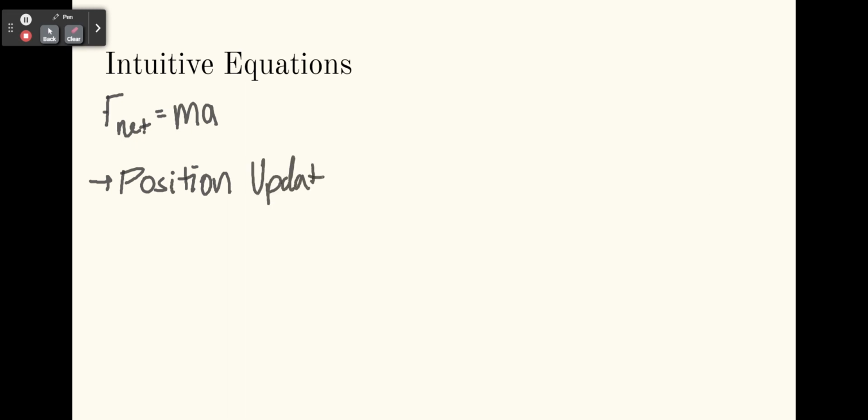Next, let's take a look at our intuitive equations. As discussed before, F net is equal to mass times acceleration. We're going to be looking at our position update formula, and we're going to be looking at our velocity update formula. Both of these are going to be important whenever we take a look at our GlowScript code.